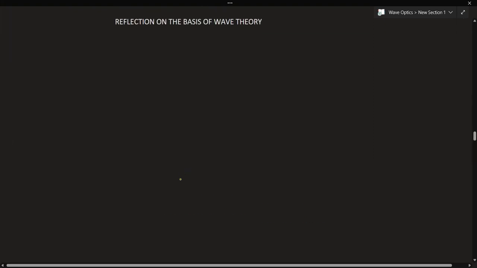See, let us prove the laws of reflection on the basis of wave theory. The first law of reflection was that the angle of incidence is equal to the angle of reflection. First we are talking about reflection, then we will be considering refraction.